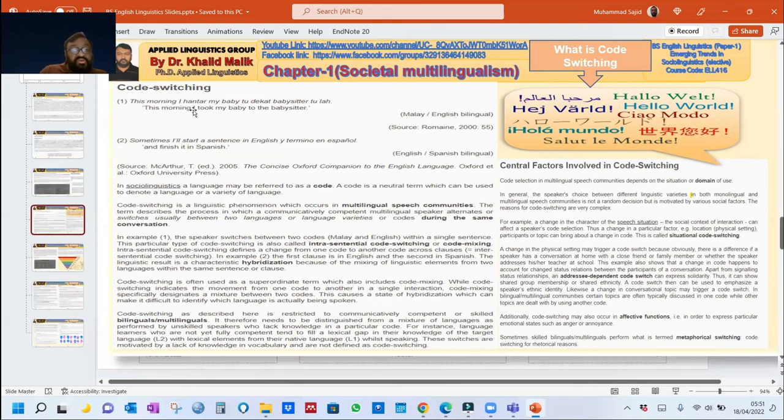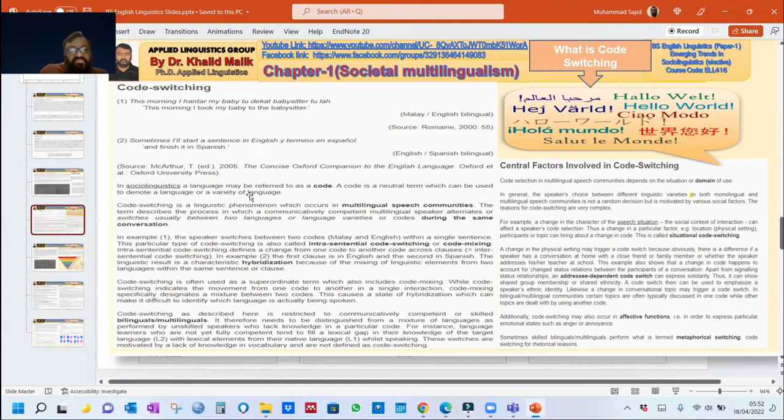Code switching. This morning, I took my baby to the babysitter. That's the meaning. Malayan English bilingualism. Then sometimes I will start a sentence in English, give it a meaning in Espanol, and finish it in Spanish. English-Spanish bilingualism. Same as English-Urdu bilingualism also, we have in Pakistan.